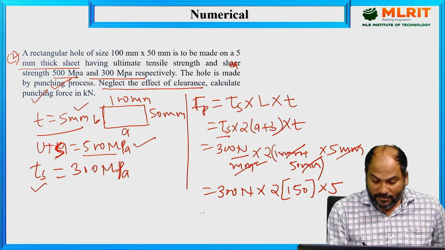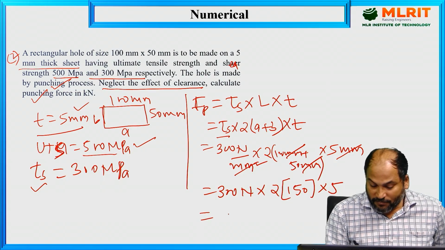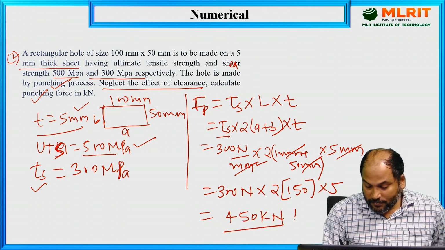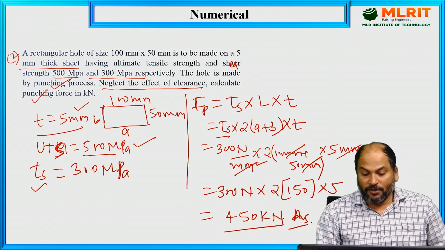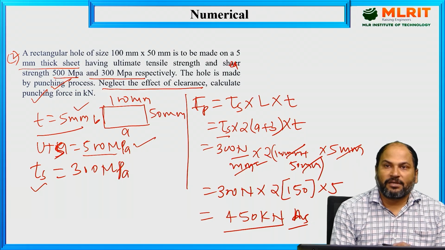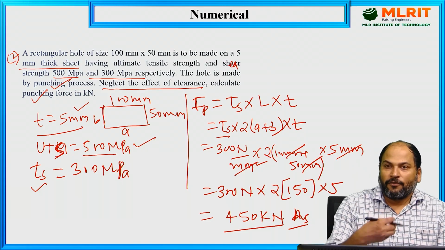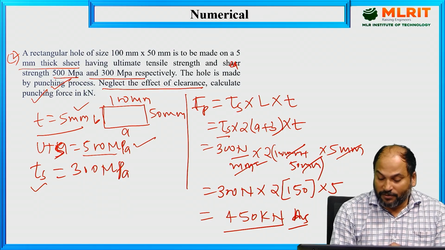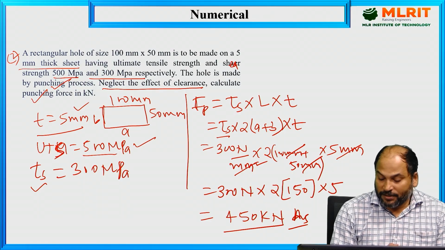So finally, once we multiply this, it comes out to 450 kilonewton. That is the final answer. So the force required to punch out this rectangular hole from that particular blank or sheet will be equal to 450 kilonewton.